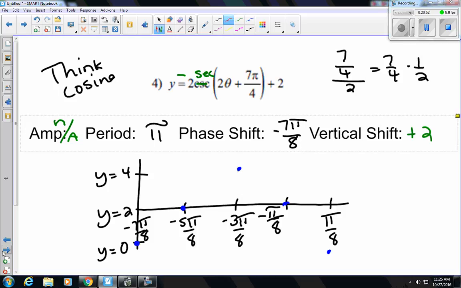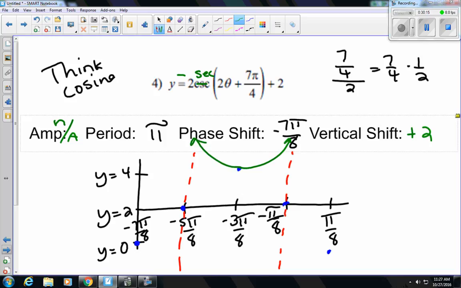You've got to do your asymptotes, and where do they go? The middle. At the midline. Negative 5 pi over 8. Negative pi over 8. Now what? Draw your, what are they, branches? So I've got a branch going up right here. I like this one. That one's easy to see.